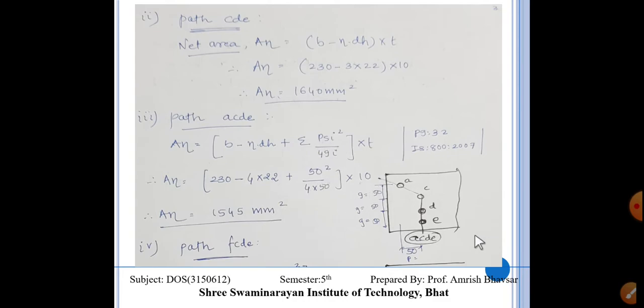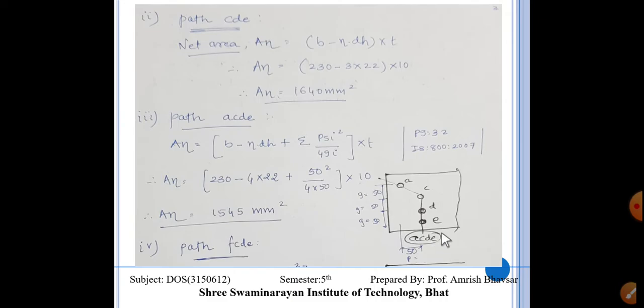So here our pitch distance is 50 mm and the gauge distance is again 50 mm. So we are putting the gauge distance and pitch distance in this equation. So we will get 1545 mm² net area of this path.